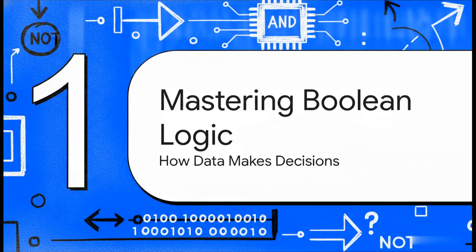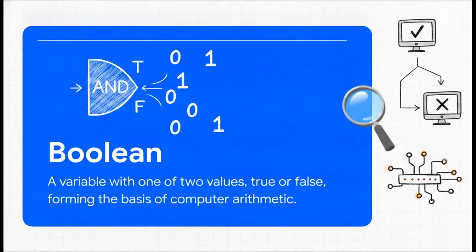Section 1. Mastering Boolean logic and how abstract data makes decisions. Now, possessing raw binary data is one thing, but how does the computer actually process that data to make a decision? Well, that brings us to the Boolean. A Boolean is basically a variable that can have one of 2 values, true or false. Think of it as the ultimate distillation of those ones and zeros we just talked about. This is literally the foundational building block for all the logic gates in digital circuitry. Every incredibly complex decision a computer makes ultimately boils right down to these simple true or false values.